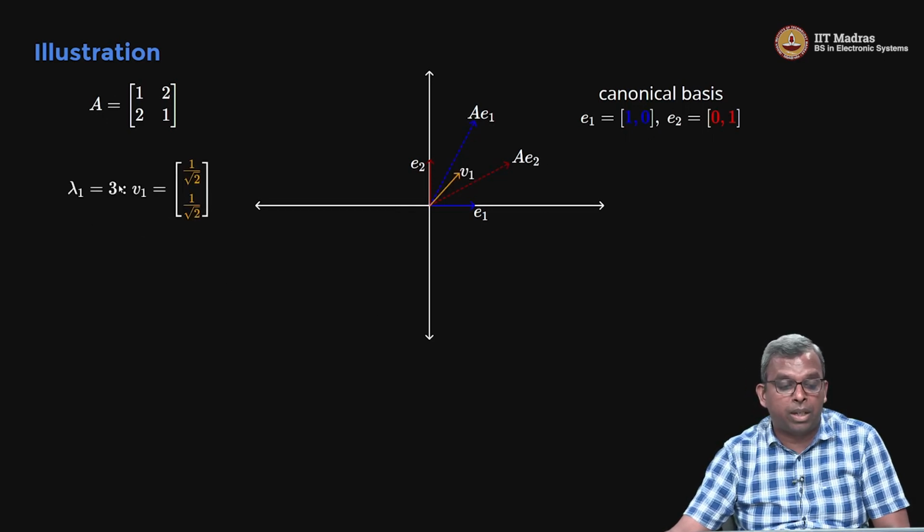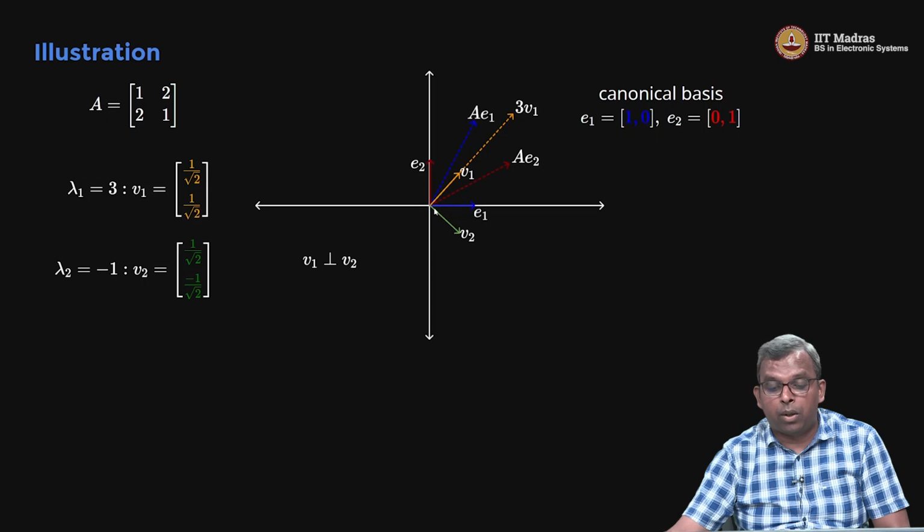So for lambda 1 equals 3, you have the eigenvector 1 by root 2, 1 by root 2, and when you do A times V1, it is simply 3 times V1, right? So it is a very easy thing to describe when you look at eigenvectors. And V2, the eigenvector with eigenvalue minus 1, you have got V2 here, and V1 and V2 are perpendicular, right? So that is a nice thing to see. And then V2 when multiplied by A goes to minus V2. Okay, so notice how this description is really, really simple, and V1 and V2 are orthogonal.